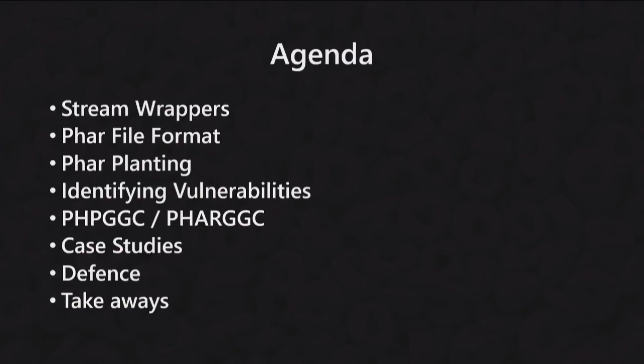We'll look at something I've called PHAR planting, so that's getting a PHAR archive onto your target, looking at any methods that might work beyond simply uploading a file, identifying the type of vulnerabilities that are affected by this. There's a tool called PHPGGC, which is essentially the PHP equivalent of ysoserial. And the author's kindly given me permission to release a branch alongside this talk, which implements the techniques I'll be talking about. It uses the same payloads which are already there, but can encapsulate them in this PHAR file format.